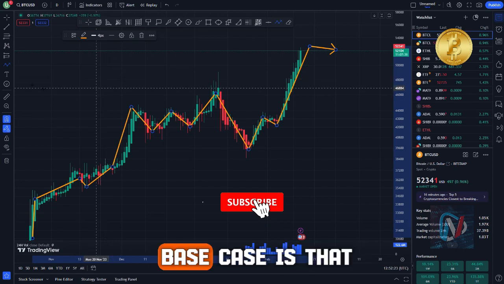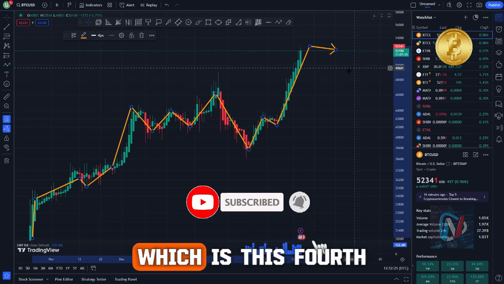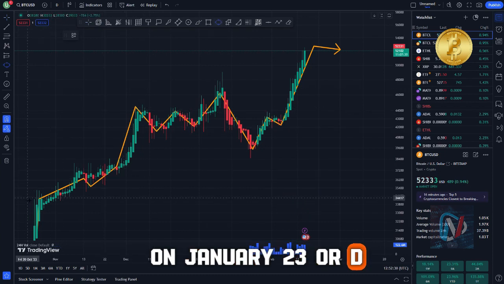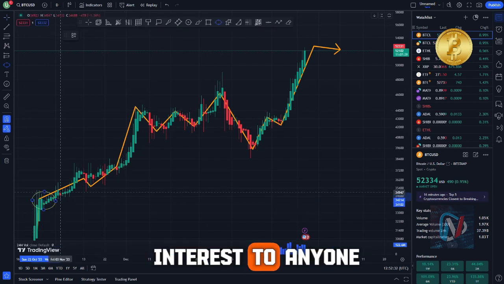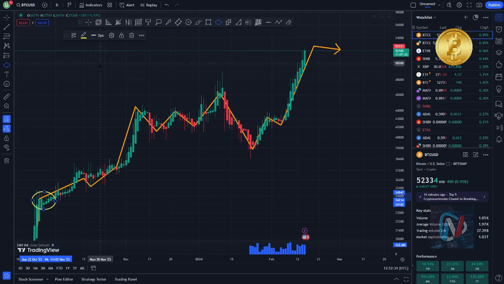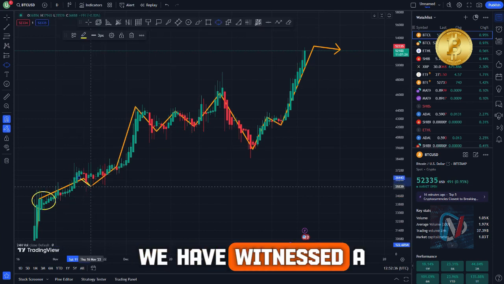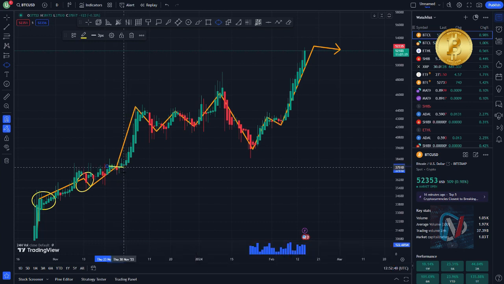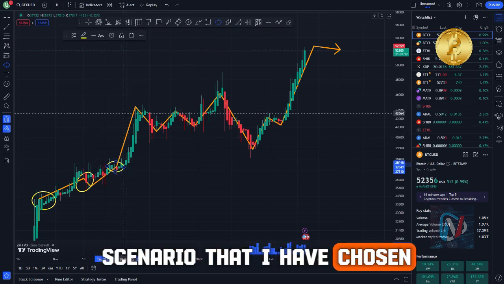To begin, the current base case is that wave 4, which is this fourth wave here, reached its lowest point on January 23 or D. This may be of interest to anyone who is new to the channel, on account of the fact that we have witnessed a 5-wave pattern here to the upside and the 3-wave pullback. This has been the scenario that I have chosen.